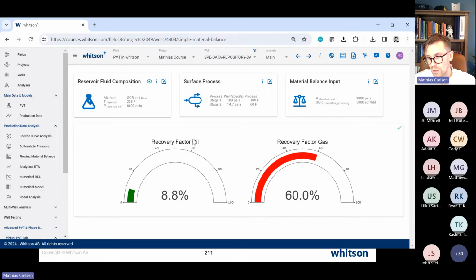So when I calculated a 7.2% oil in place, then I know that my EUR in this case for this well should be 7.2 multiplied with 0.088, which gives me 632. So EUR for oil would give me 600,000 barrels ish. 633,000 barrels in this case.